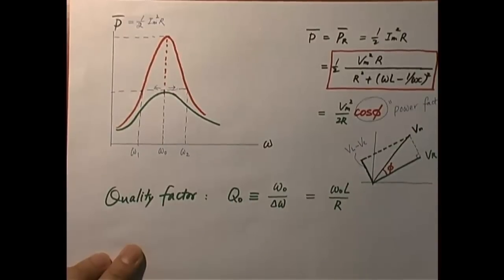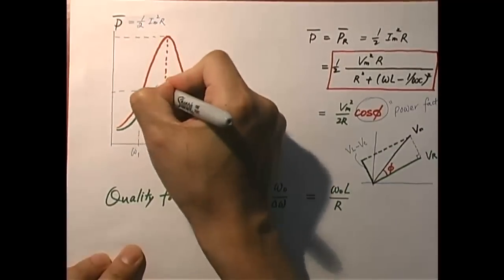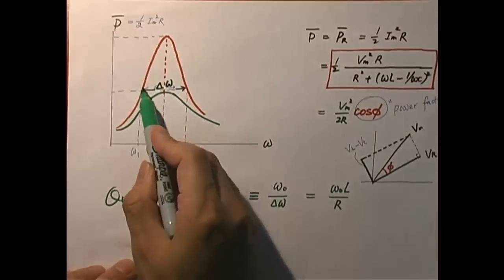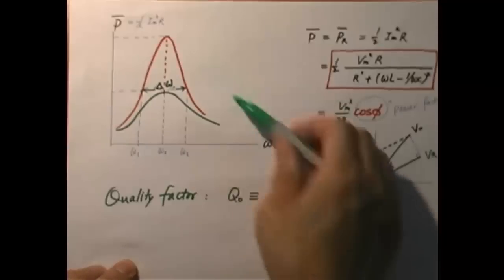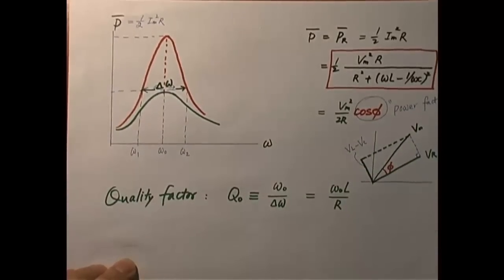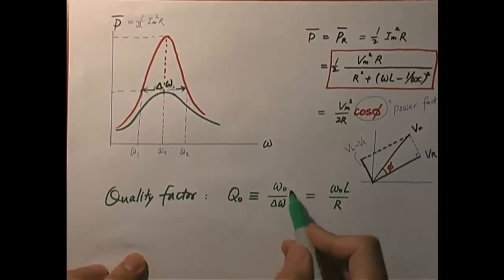And you can find how far they are spread from here to there. And this spreading is called delta omega. Okay? The further it is spread out, the fatter the curve is, or the less sharp it is, right? Now, what we can do then is to define something called a quality factor, Q0. It is defined as omega naught over delta omega.